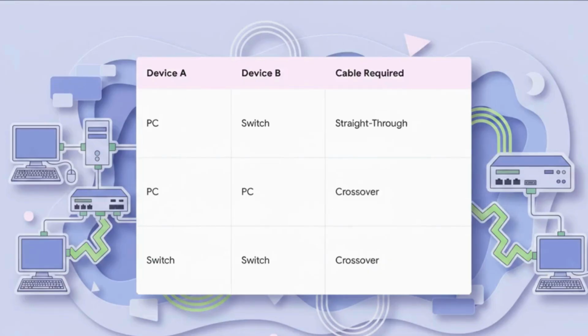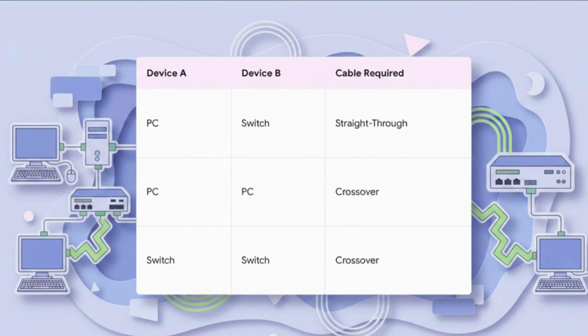There's a really simple logic to applying this, almost like a cheat sheet. When you connect dissimilar devices, like, say, a PC to a switch, you use a straight-through cable. Why? Because the manufacturers already designed the switch to complement the PC. Their transmit and receive pins naturally align.